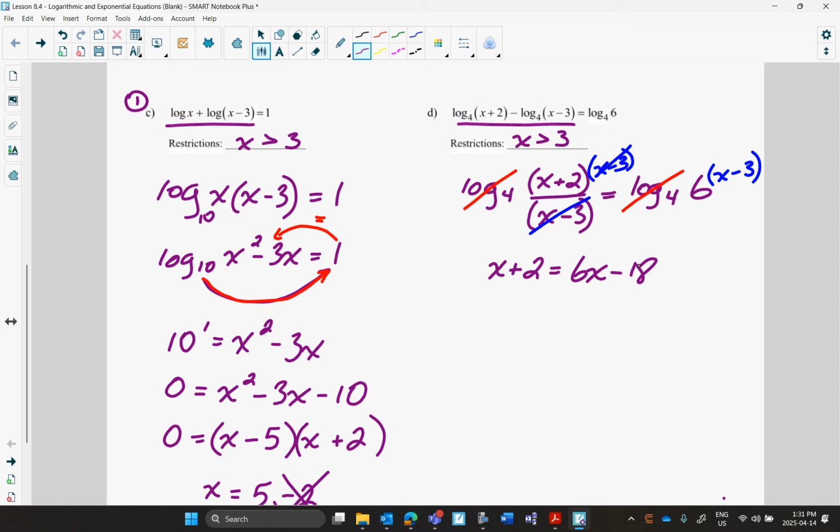Get the x's on one side, so I can bring the 6x over here, make it negative 5x plus 2 equals negative 18. Take the 2 over to the right, so I get negative 5x is equal to negative 20. And x will equal... What will x equal? 4. Good solution? Yeah. Straight and straight.